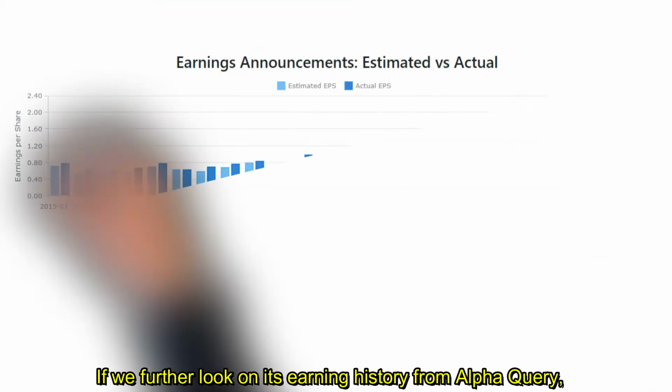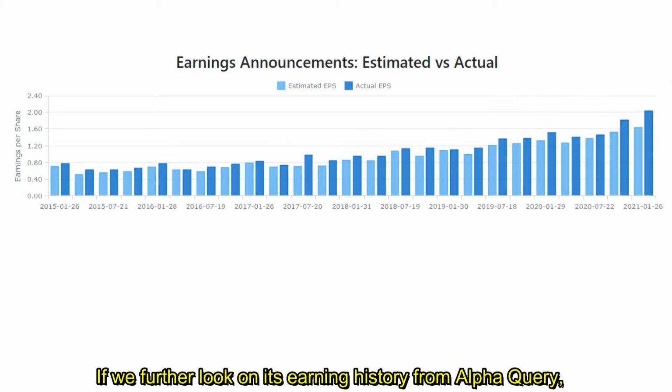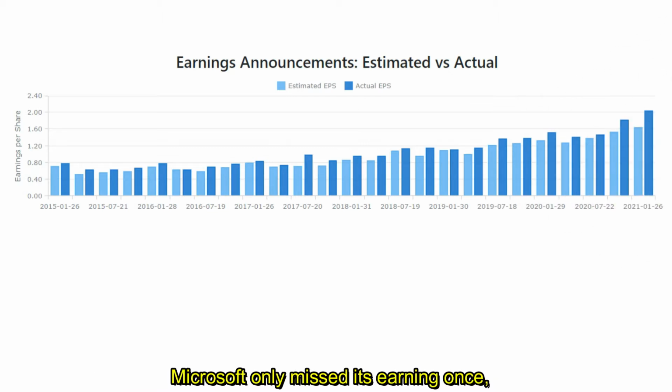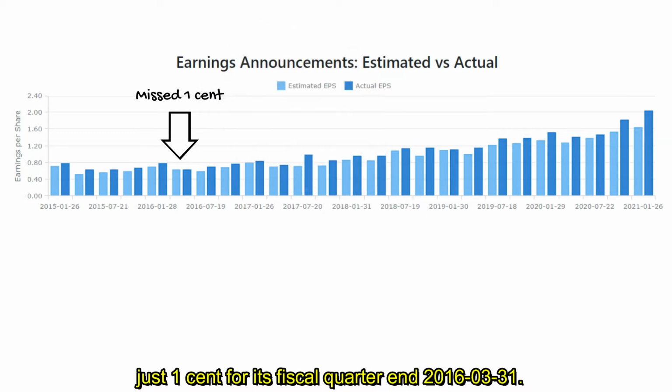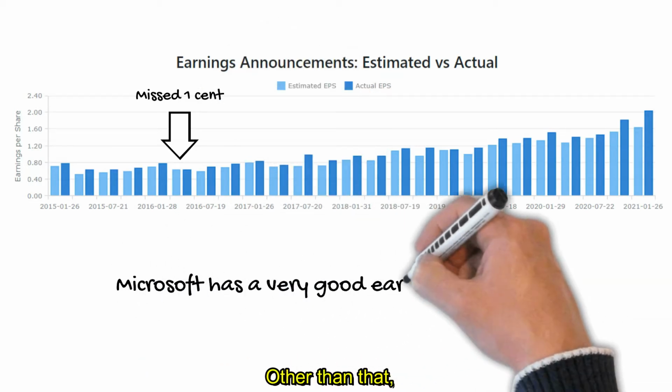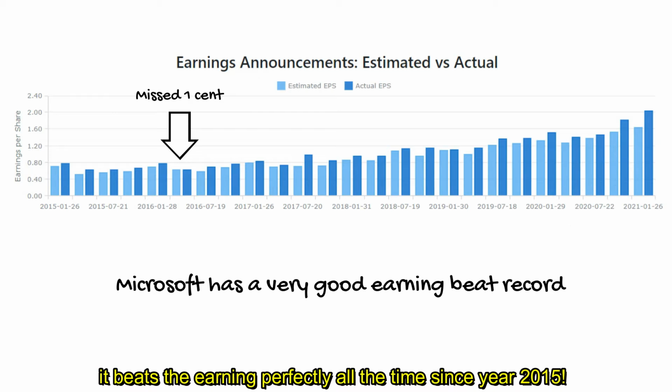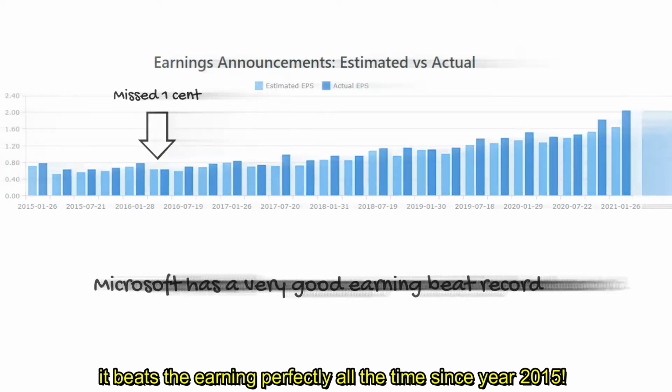If we further look at its earnings history from Alpha Query, Microsoft only missed its earnings once, just by 1 cent, for its fiscal quarter ending March 31st, 2016. Other than that, it has beaten the earnings perfectly all the time since year 2015.